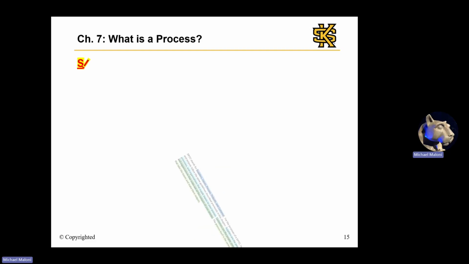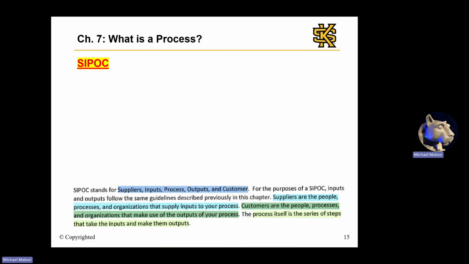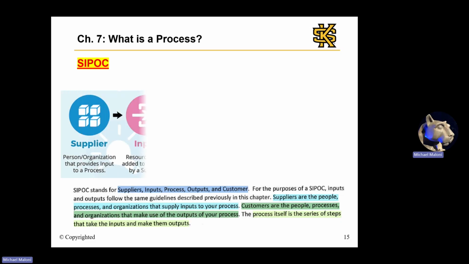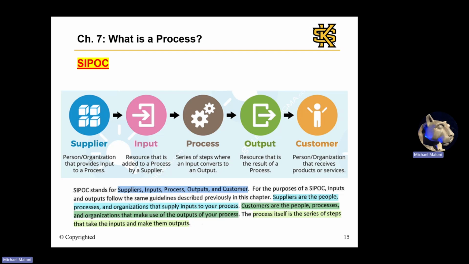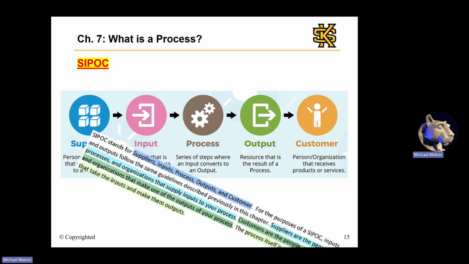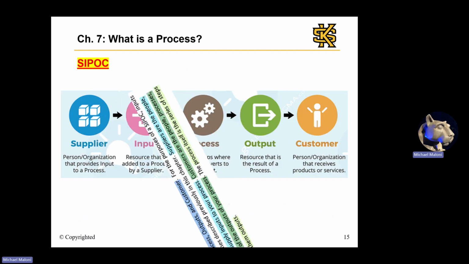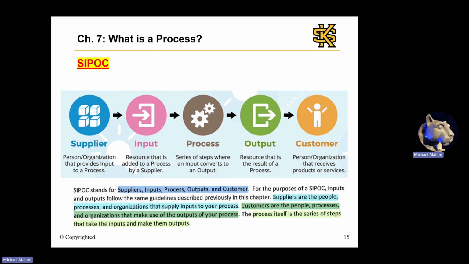The last concept in this chapter is a SIPOC diagram. SIPOC is an acronym for supplier, input, process, output, and customer. And a SIPOC diagram breaks down the elements of a process to better understand it. As the text states, the SIPOC diagram is one of the most often used tools for understanding process components and process relevance because it's so effective and simple.